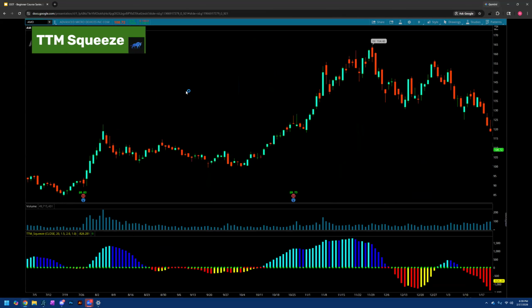Okay, next one that I have covered in here is called the TTM squeeze. This one was super prominent when a lot of you guys were doing the voice chat and flips with flips. This is one that's really not my personal favorite indicator. I don't find it to be super useful.